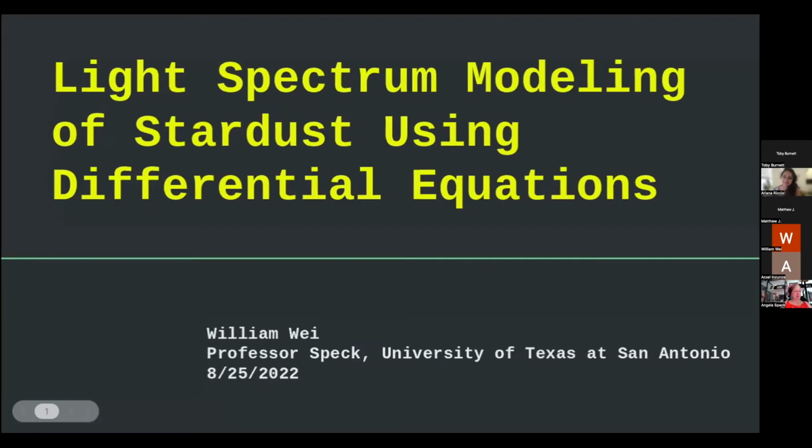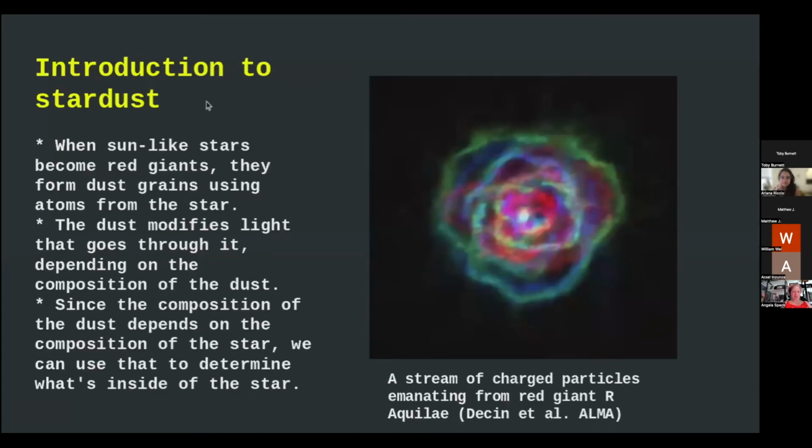So my project is light spectrum modeling of stardust using differential equations. Introduction to stardust. When sun-like stars become red giants, they form dust grains using atoms from the star. That dust then modifies light that goes through it, depending on the composition of the dust. And finally, since the composition of the dust depends on the composition of the star, we can use that to determine what's inside of the star.